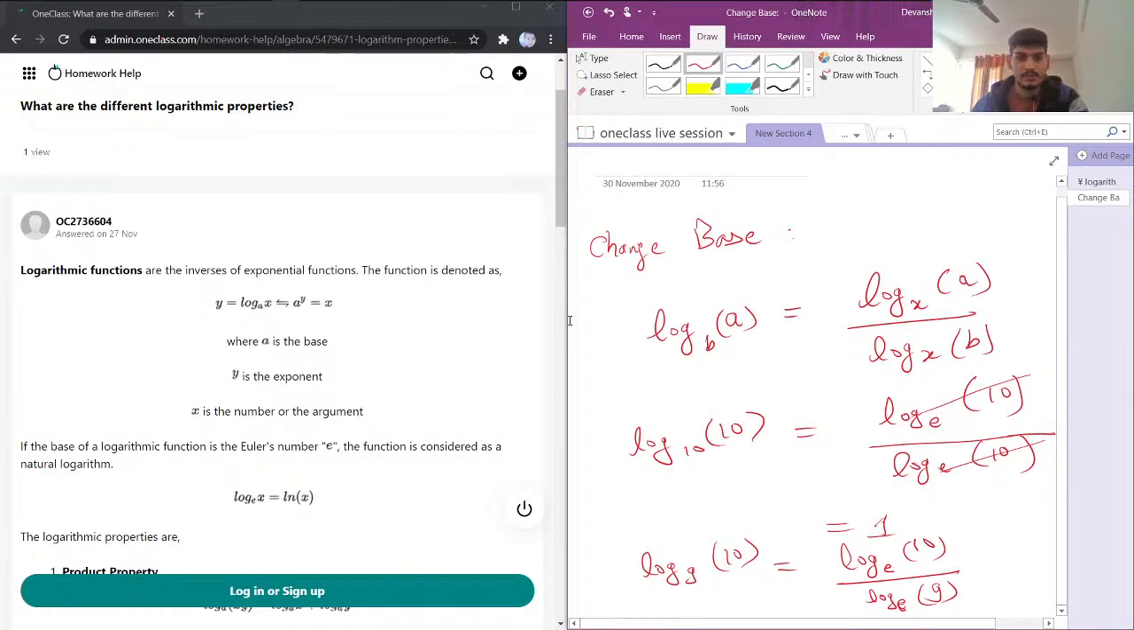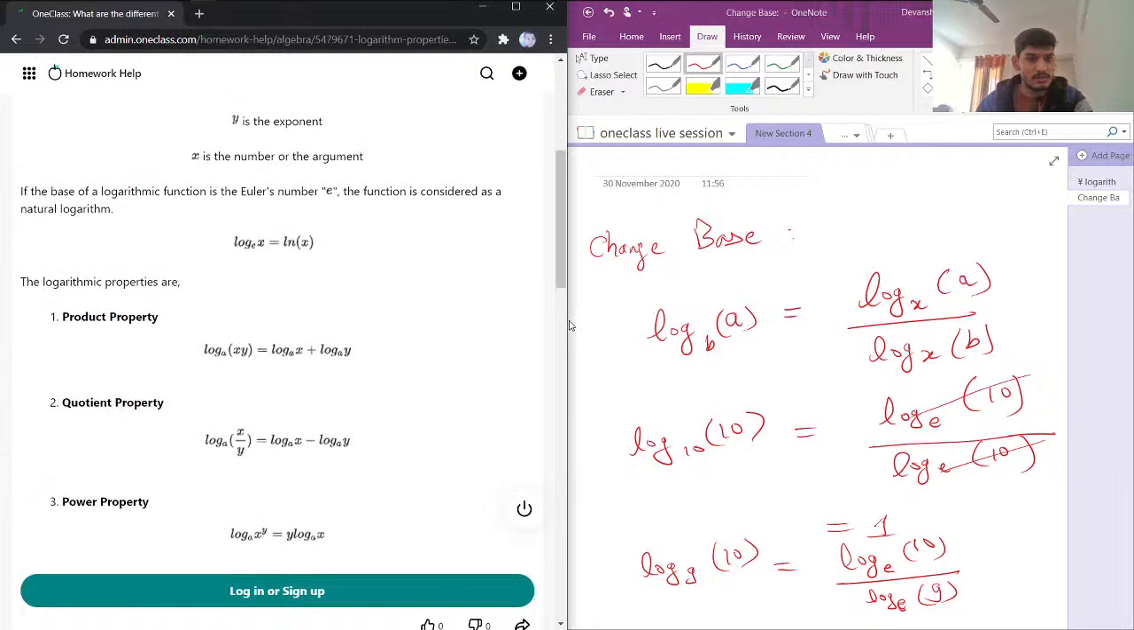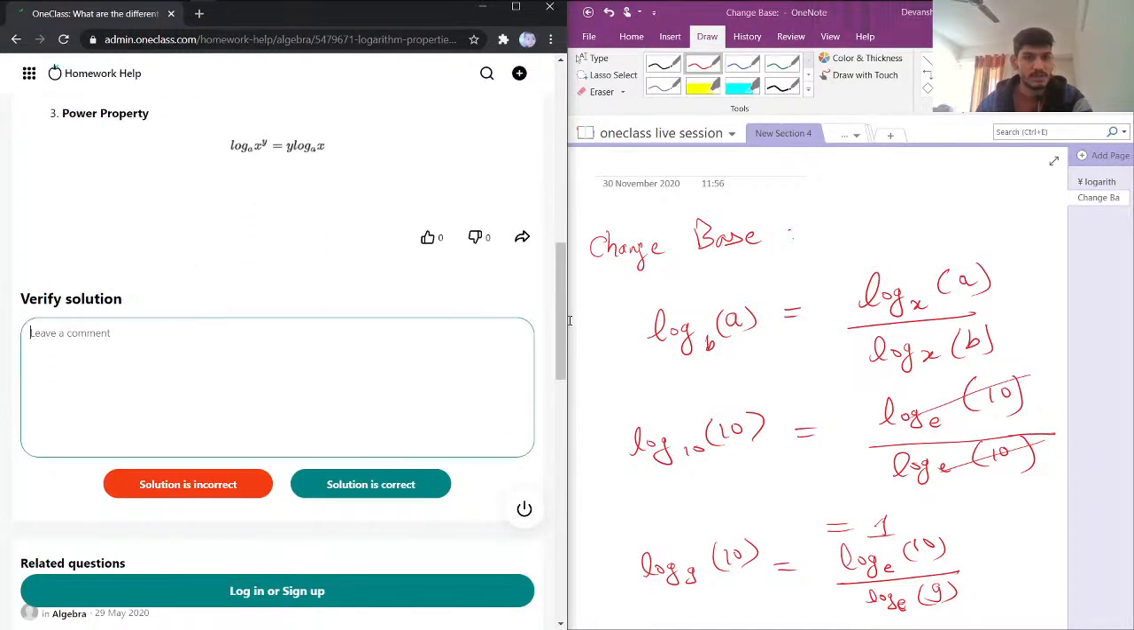Okay, that was pretty much it. So the power property solution is correct. Solution is correct. Great job.